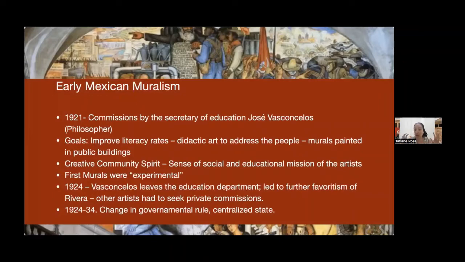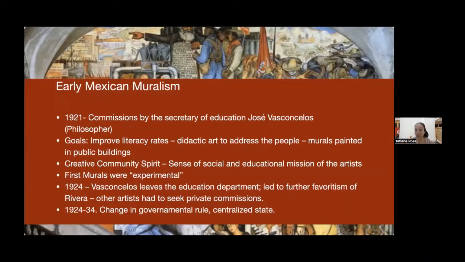So some of the characteristics of early Mexican muralism is that in 1921, one year after the end of the revolution, you start to have commissions by the Secretary of Education, José Vasconcelos, who was a philosopher. He was writing a lot about how to unify Mexican society after the revolution. He had his own ideologies, right? So the mural becomes an effective way of communicating his ideas, and those of other philosophers and thinkers of that time in Mexico. But one of the main goals was to improve literacy rates. It was a type of didactic art, to address the people directly, to tell the history of Mexico. And that's why it was in public buildings in this early moment.